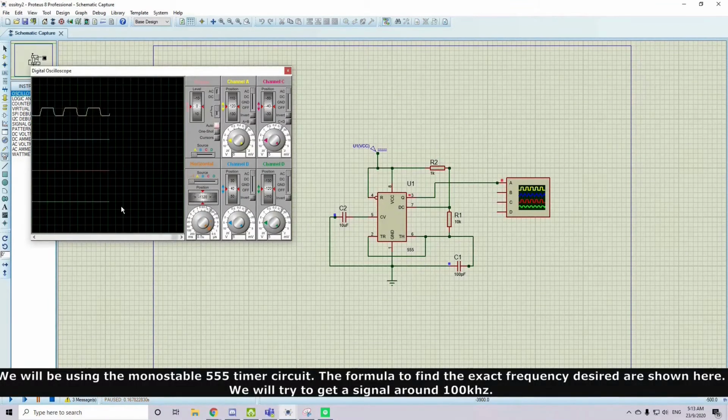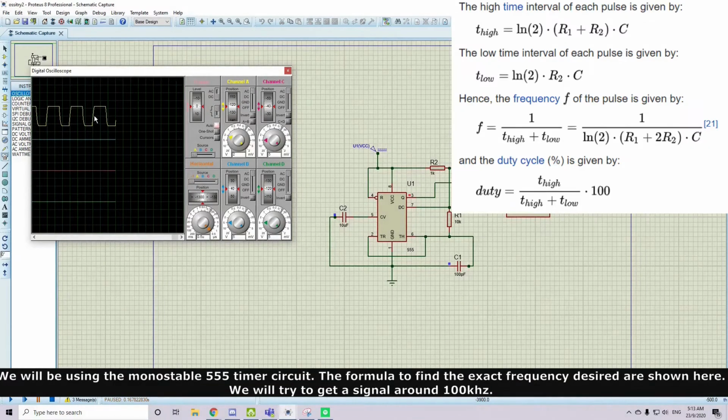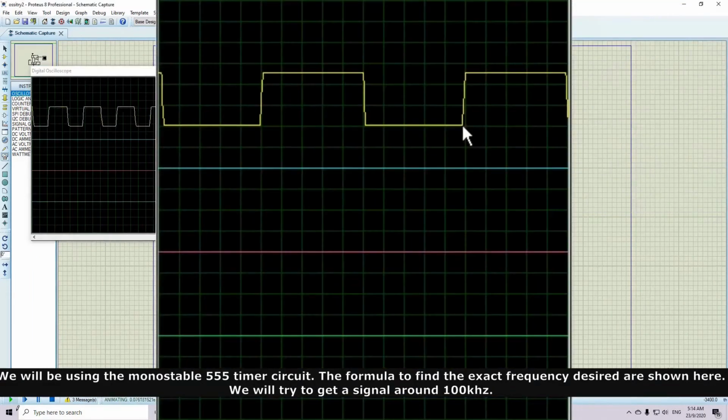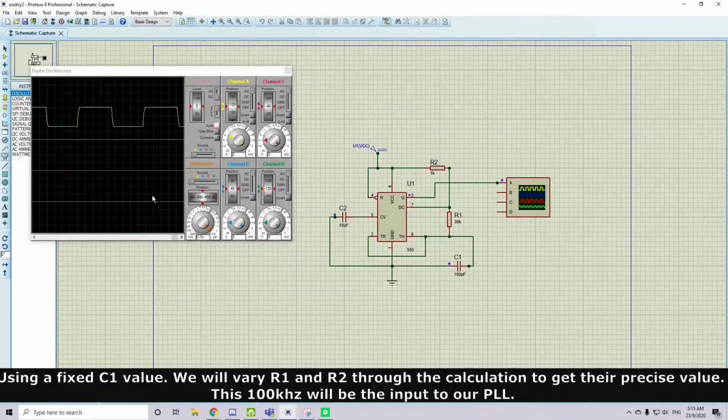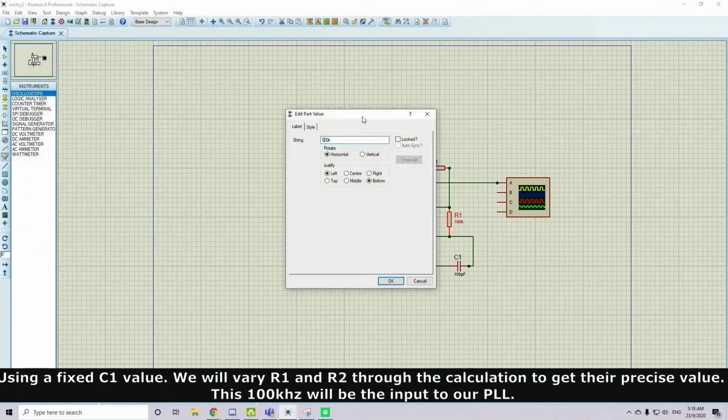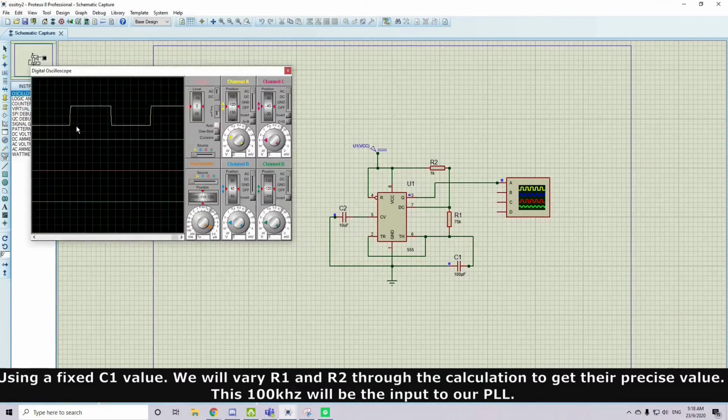We will be using the monostable 555 timer circuit. The formula to find the exact frequency desired are shown here. We will try to get a signal around 100 kHz using a fixed C1 value. We will vary R1 and R2 through the calculation to get their precise value. This 100 kHz will be the input to our PLL.